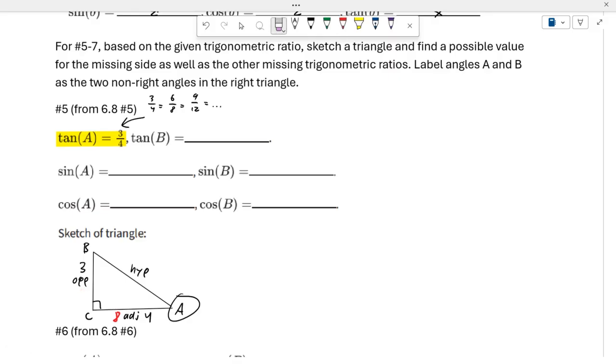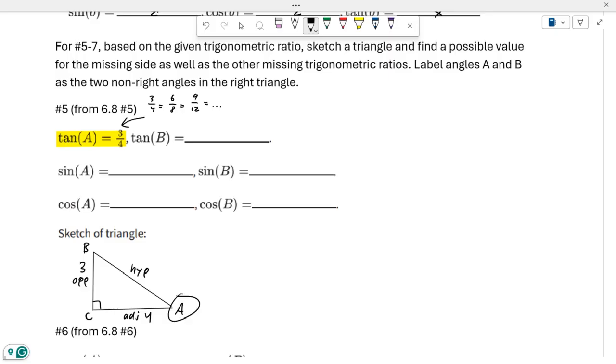Now, we're not going to use the 6 and the 8. We're going to stick with the 3 and the 4. I just wanted to make sure that people understood that this 3/4 does not mean that your opposite must be 3 and that your adjacent must be 4. They just have to sort of relate to each other in that way.